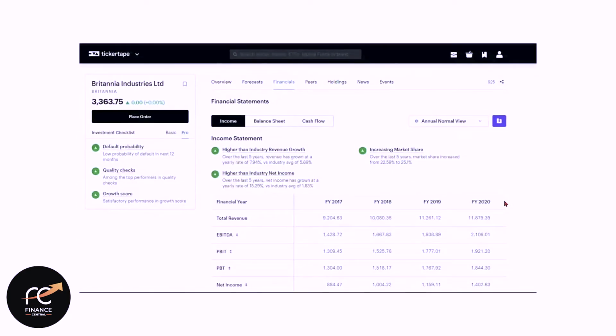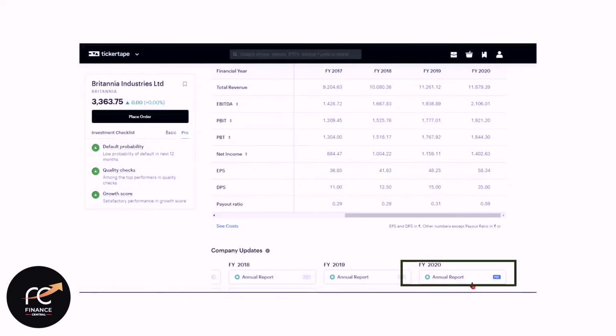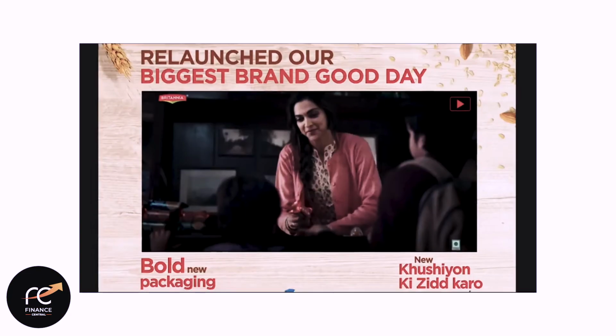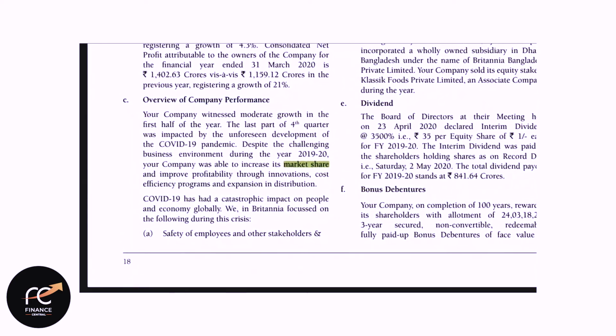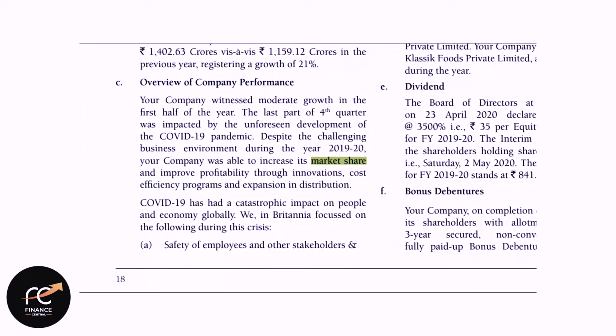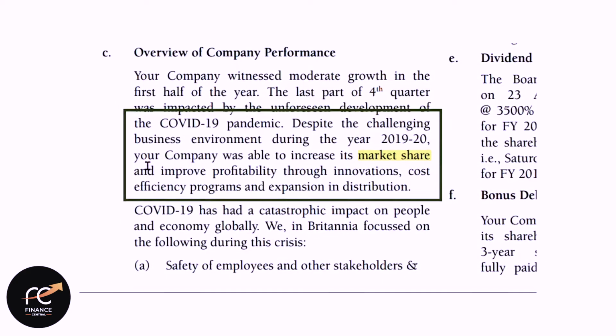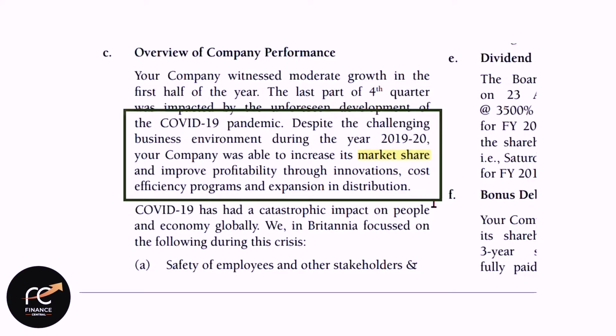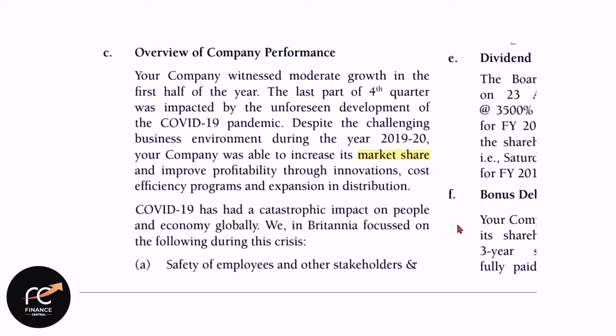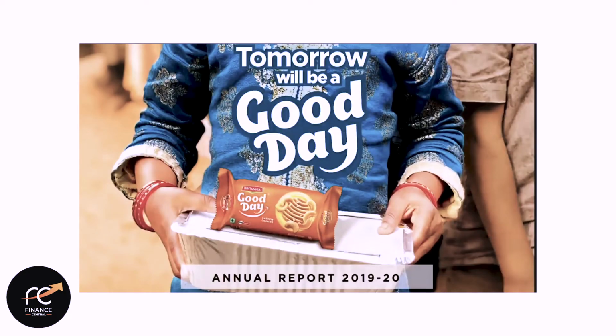If we open their annual report by clicking here, and if we look at the market share, the management has explicitly mentioned over 5 times that growing the market share was a deliberate effort. This didn't happen on its own. As you see here, despite the challenging business environment during the year 2019 to 2020, your company was able to increase its market share and improve profitability through innovations, cost efficiency programs, and expansion in distribution. These were the exact same things which we analyzed previously.